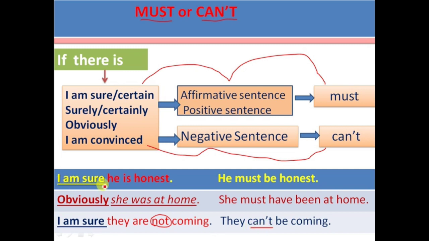So I'm sure he is honest, you can say he must be honest. Obviously she was at home, now you can say she must have been at home. I'm sure they are not coming, and you can say they can't be coming. So see, while changing you have to omit such expressions and should begin from the main subject.